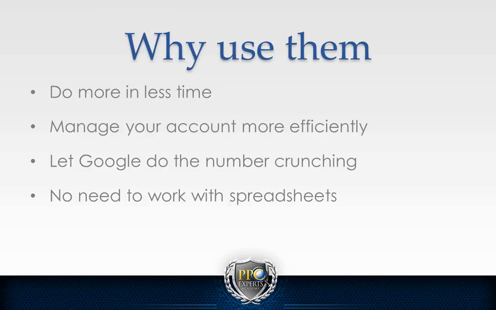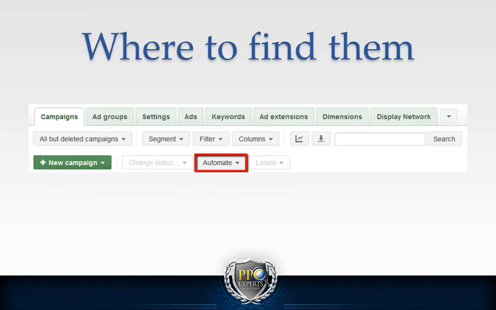So why use them? We use them so that we can do more in less time. That's my favorite reason. And you can manage your account more efficiently using automated rules. In the past, we would do a lot of number crunching using spreadsheets. But instead, let's let Google do all the number crunching. Let's just put in our criteria and let them do the number crunching. And the great thing is that you don't need spreadsheets, and you can just stay right within the Google AdWords interface. You don't even have to leave it.